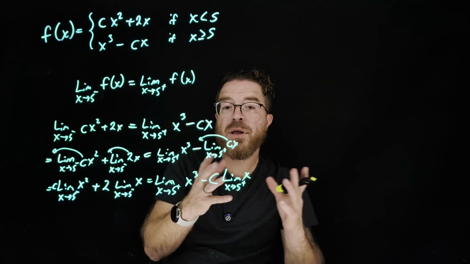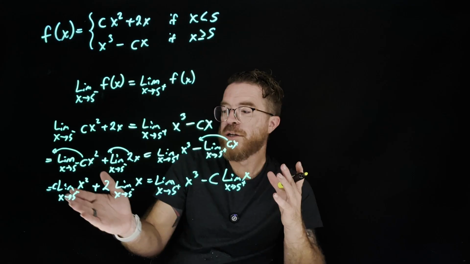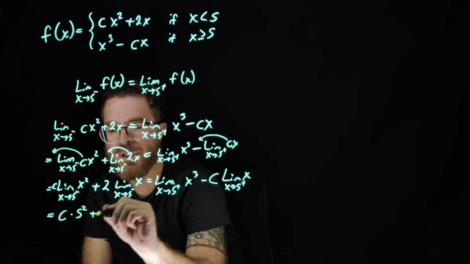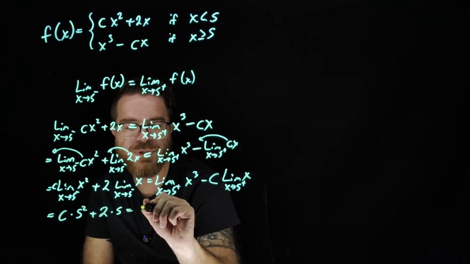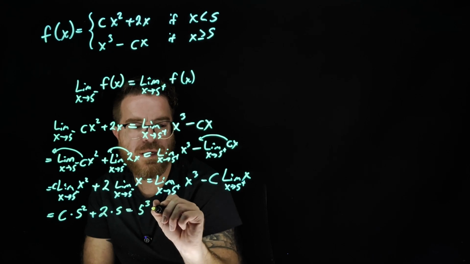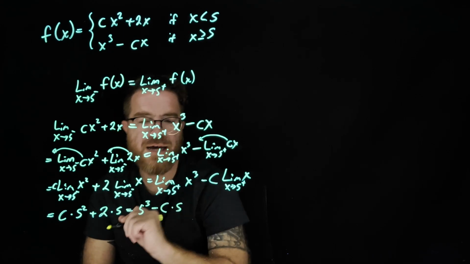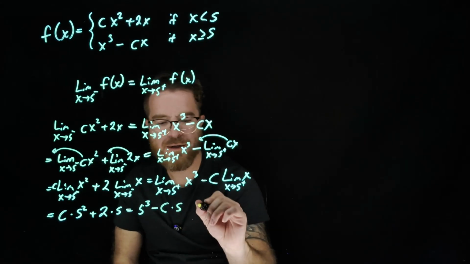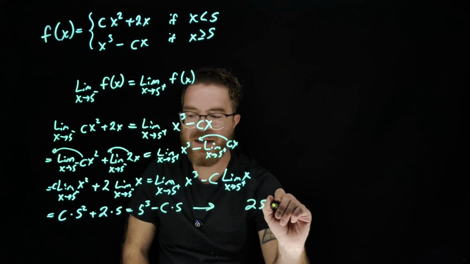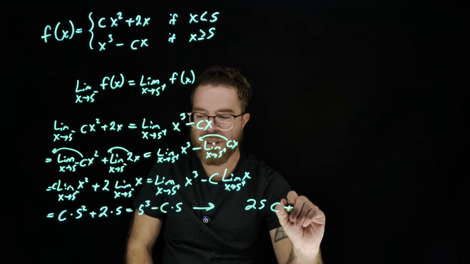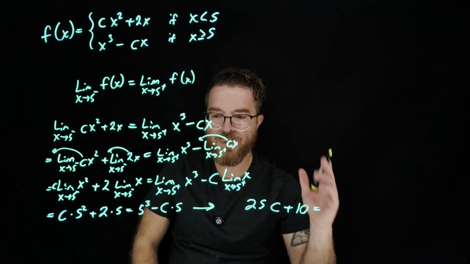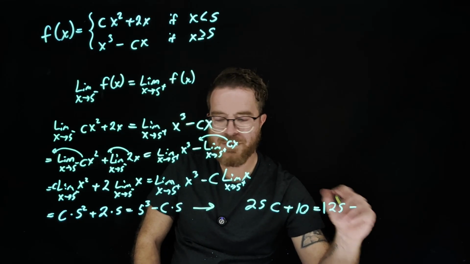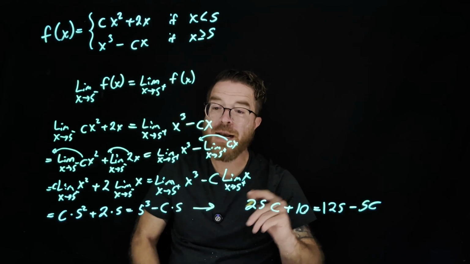And now what I'm going to do is I'm just going to plug in 5 for anywhere that I have x. So in this case, this is going to be c times 5 squared plus 2 times 5 equals 5 cubed minus c times 5. And I just need to solve for my c now. So this is going to be 25c, I'm going to pull this over here. This is going to be 25c plus 10 is equal to 125 minus 5c. And now I just need to solve for c.